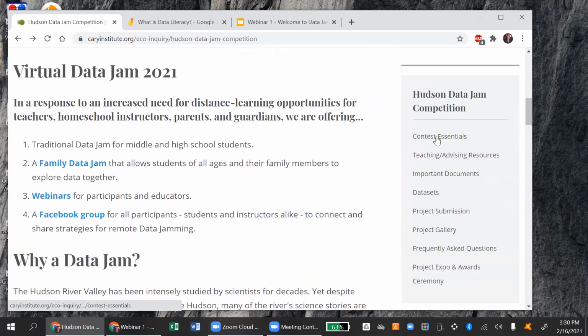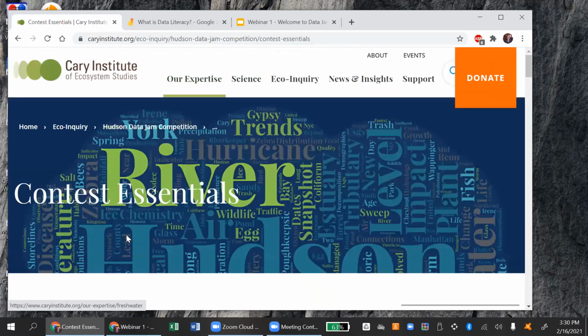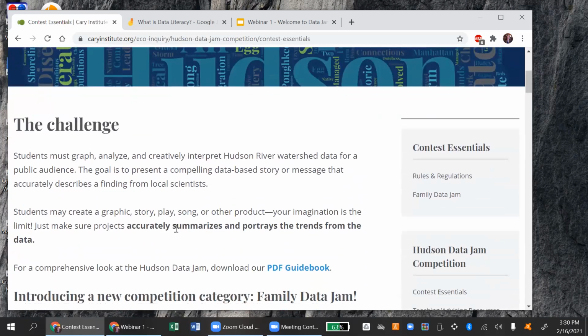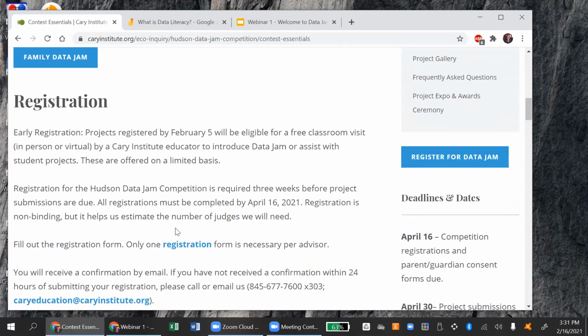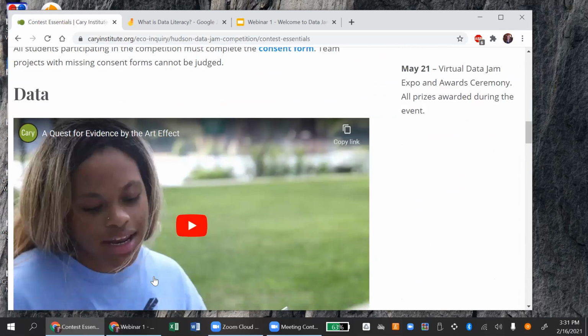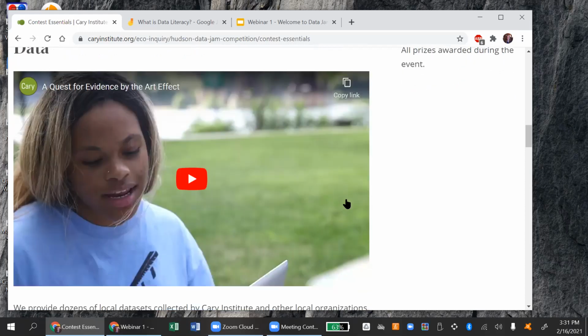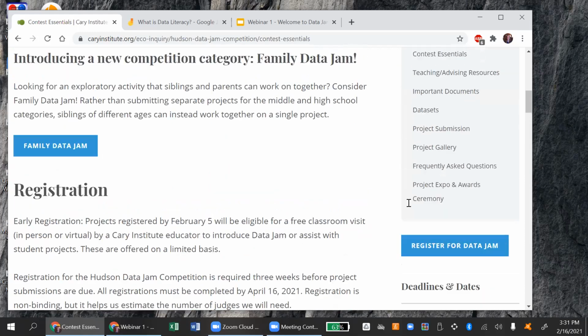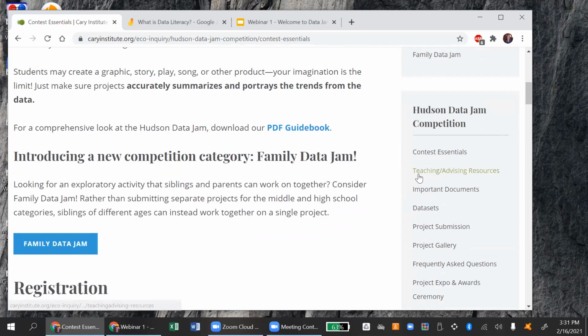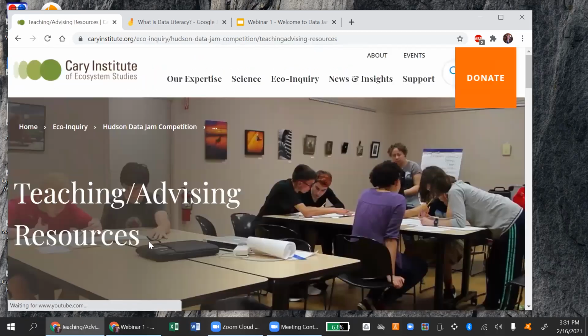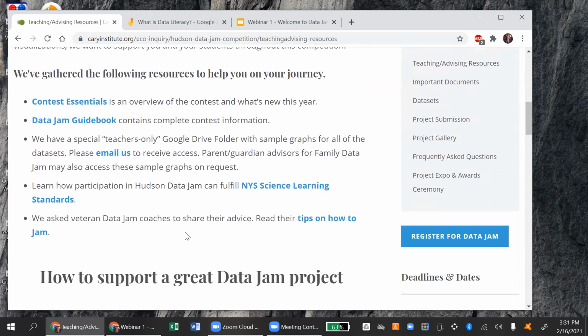So I'm going to go back up to Contest Essentials. This is the landing page for all of the information really that you would need to know about Data Jam, about registration. You'll notice there are videos sprinkled throughout our web pages, which I encourage you to watch. Some of these are really great to show students to get them excited and motivated and give them a better understanding of what Data Jam is. So that can do a little bit of the work for you in sharing it with your students. There's a teaching and advising resources, and it's just what it sounds like.